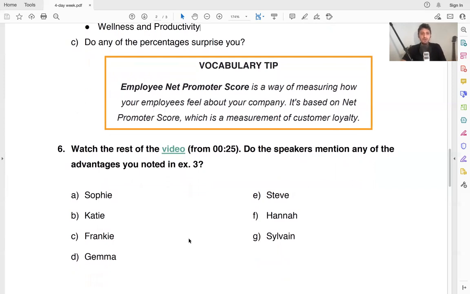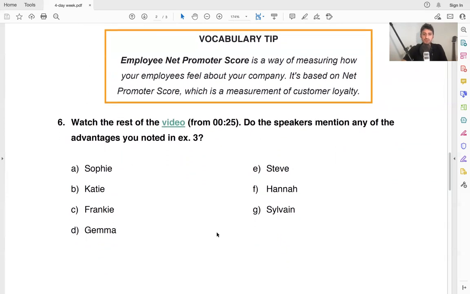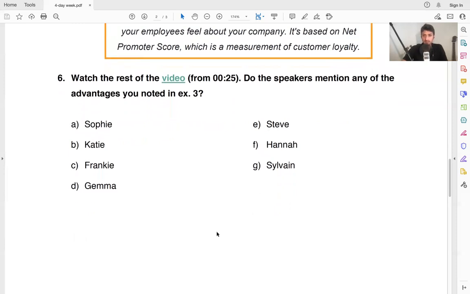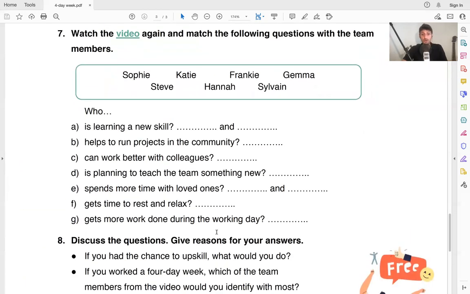And so then we'll watch the rest of the video. You want to watch that on your own, and then we have these speakers. The speakers are going to talk about advantages of a 4-day week, so write those down. Did you find the same advantages? Did you agree with them? Do you disagree? So here we have a few other things, and then I'm just going to go over some of the vocabulary. All of these employees, some of them are learning new skills.